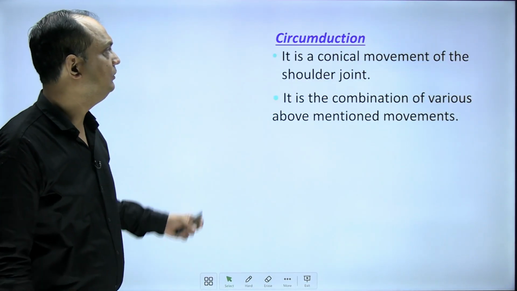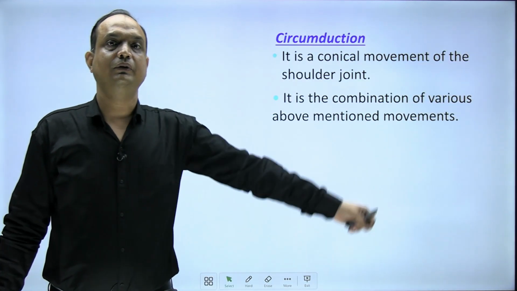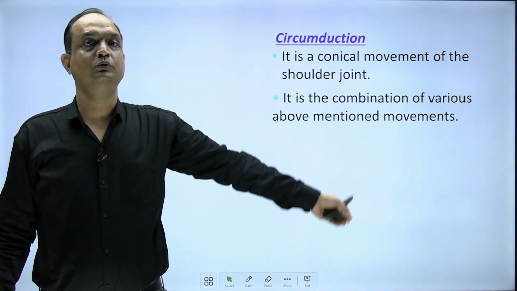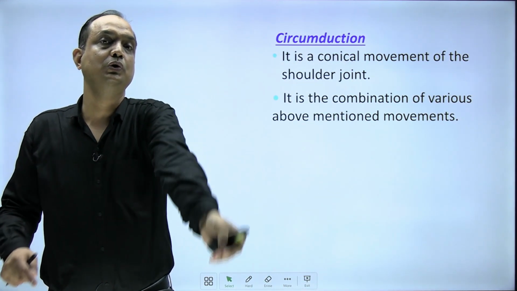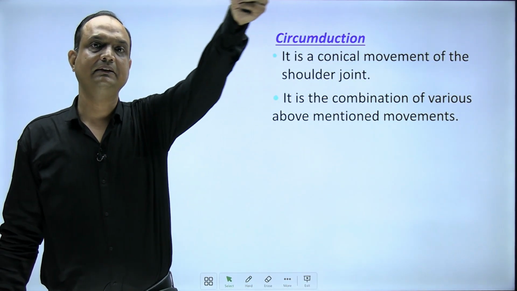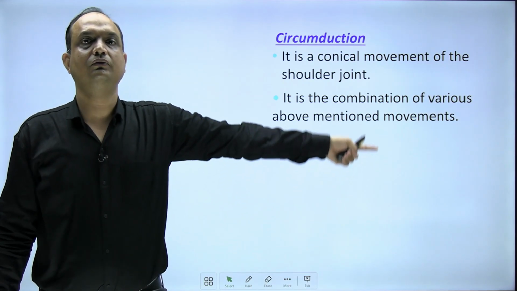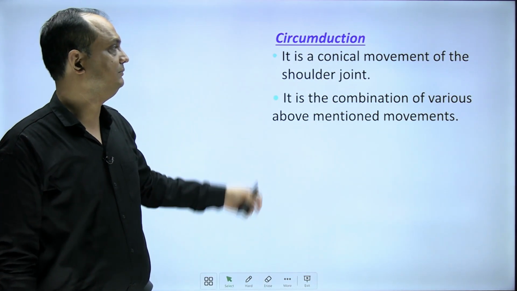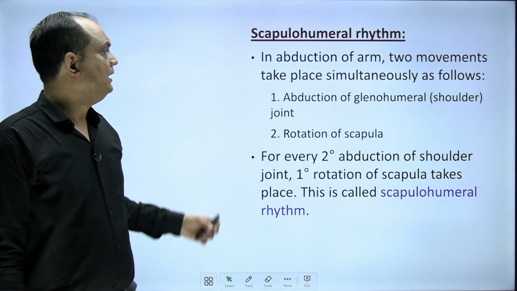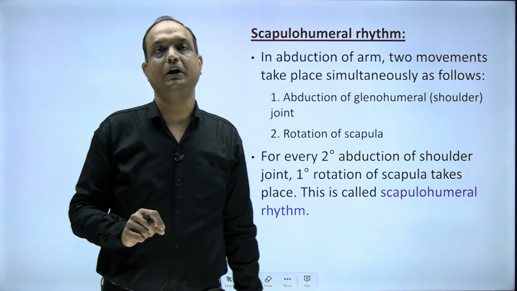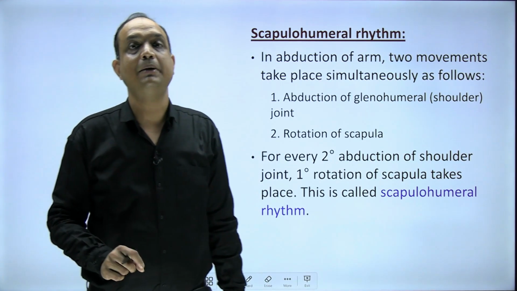Clear? Now, what is circumduction? So when you make a combination of all these movements, you will make a cone-shaped triangle. You are making a cone-shaped structure in space, and that is the combination of all flexion, extension, adduction, abduction. So that is your circumduction. Clear?